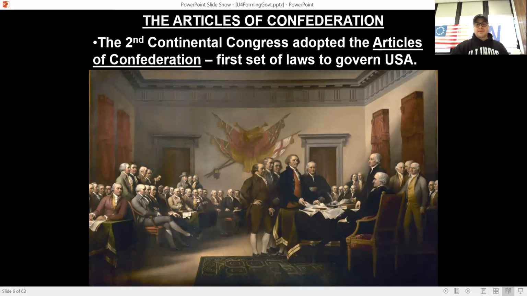So these individuals spent several attempts to draft this document. It's not until the fourth draft that they're all able to agree that this will be the document used to govern the United States during and after the American Revolution.